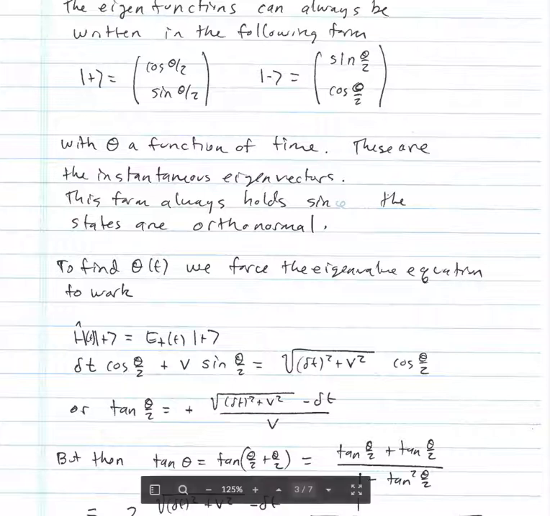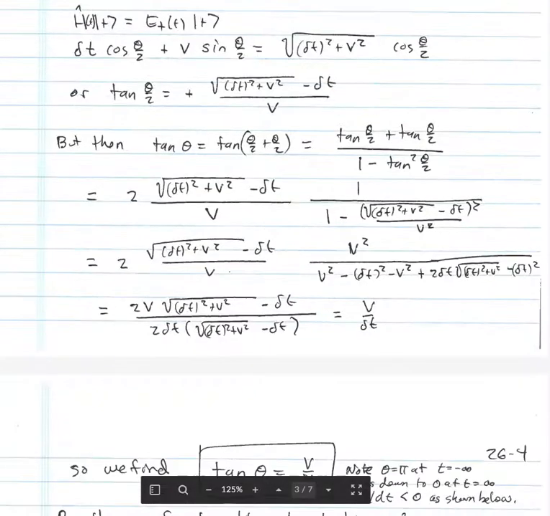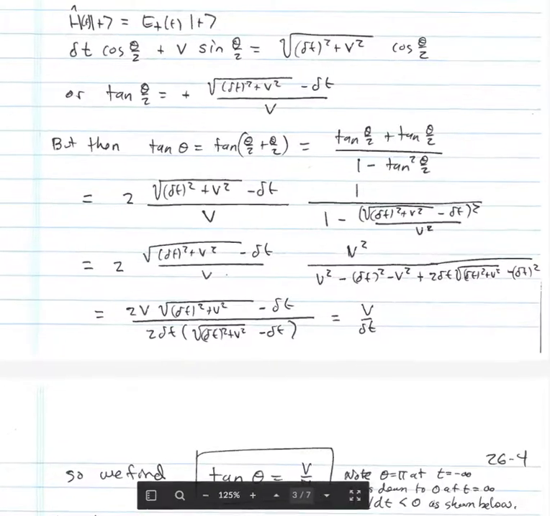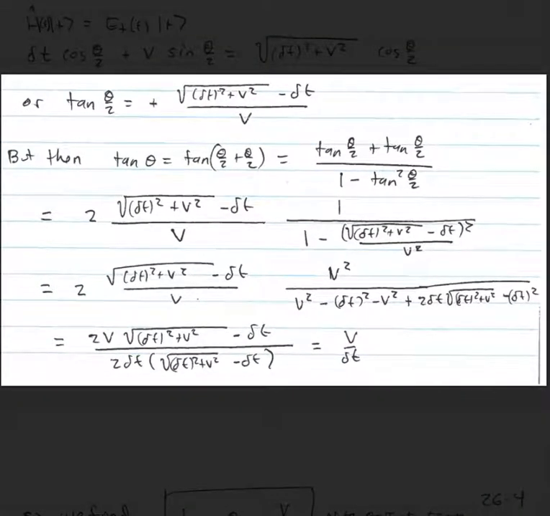Now it turns out after you look at these equations for a while, you recognize that it's more convenient to write this in terms of tangent of theta, and that's what we're going to do now. So we're going to first work with a half angle formula. We're going to write tangent of theta as tangent of theta over 2 plus theta over 2.